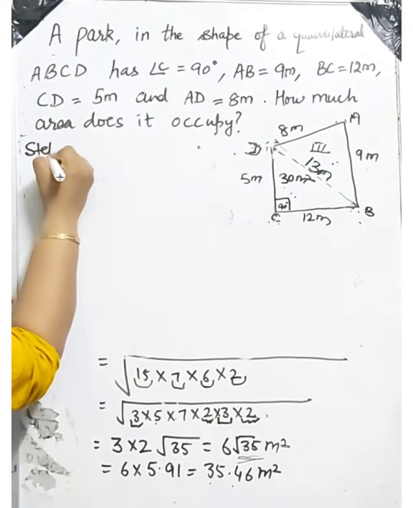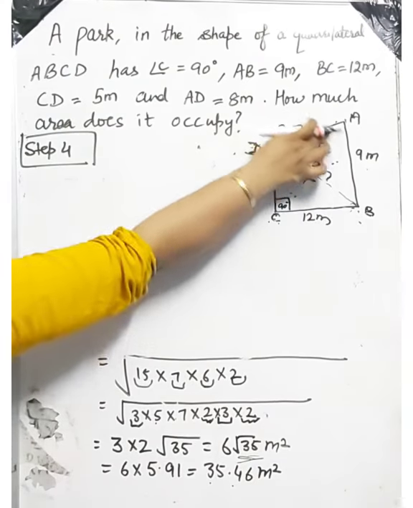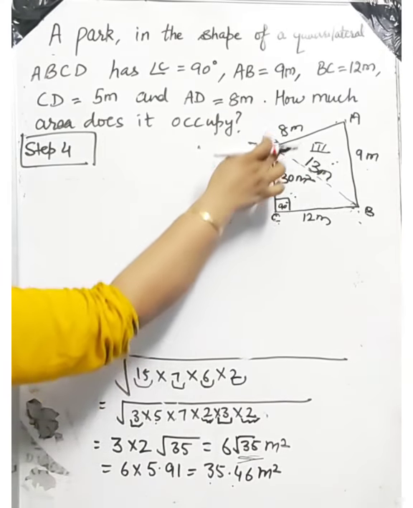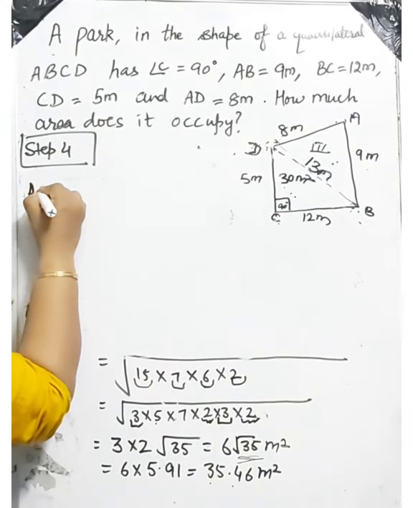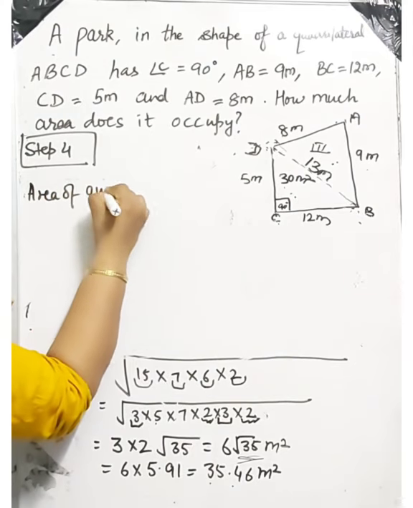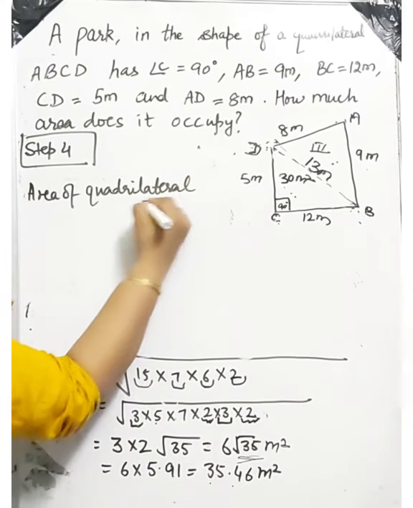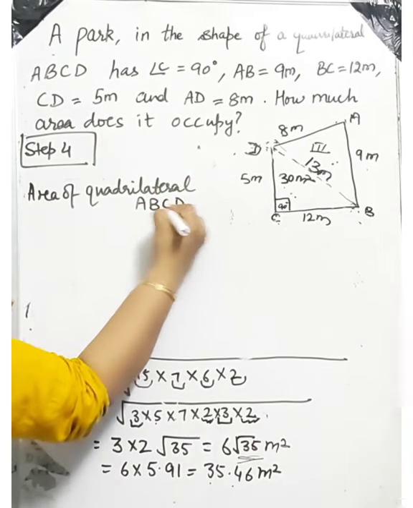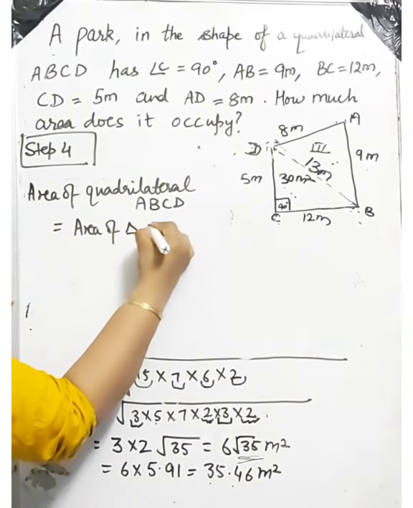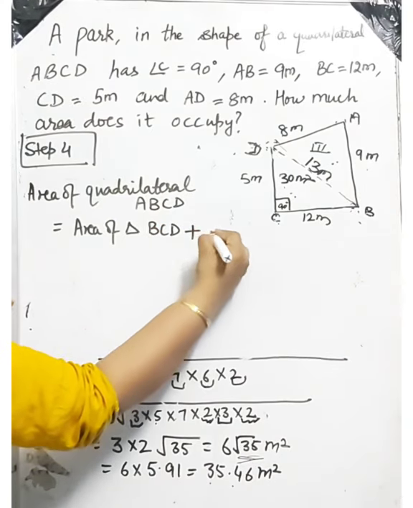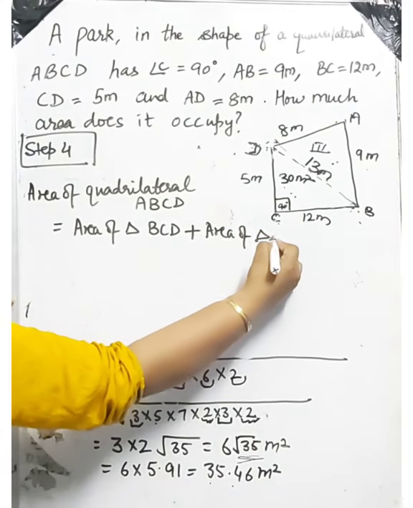Now in step 4, we have to add the area of both the triangles for calculating the area of the required quadrilateral ABCD. Area of quadrilateral ABCD is equal to area of triangle BCD plus area of triangle ABD.